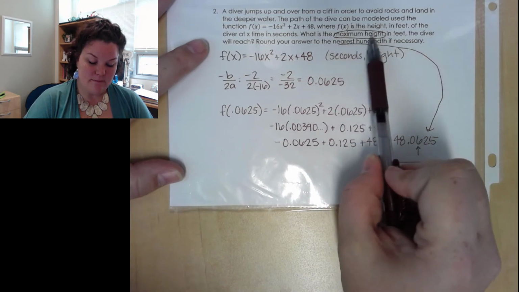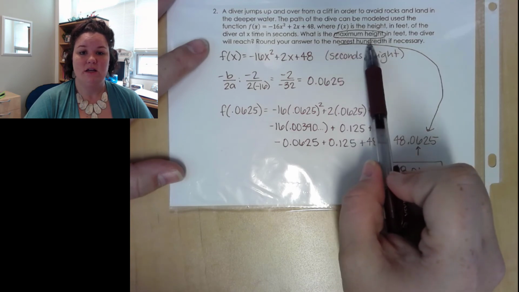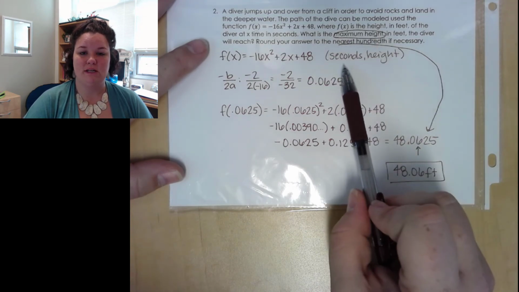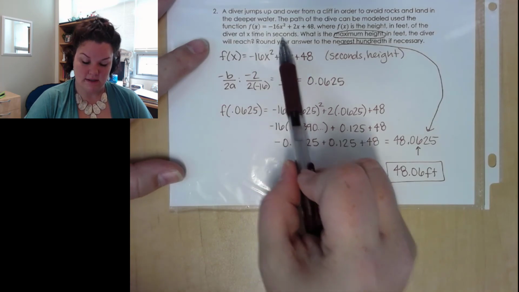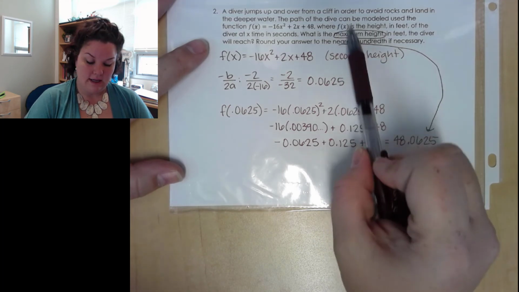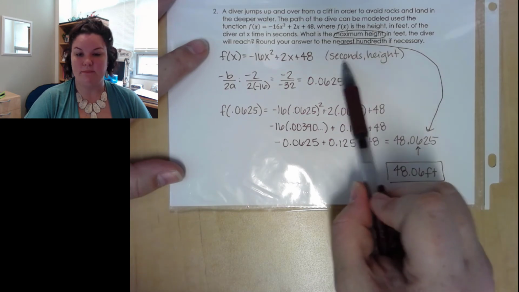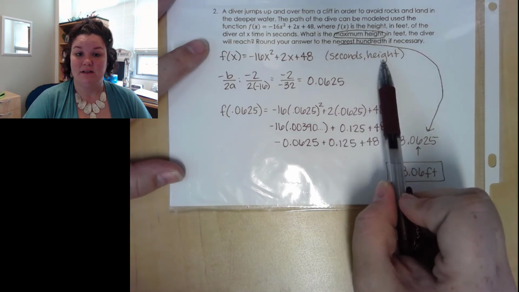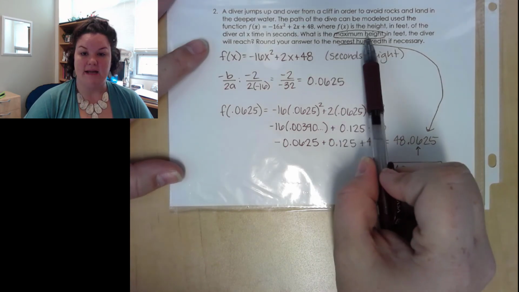So anytime I see maximum, I'm thinking vertex. 100% thinking vertex. So I need to know what this function represents. Well, it tells us that x is our time in seconds. So I'm going to put seconds, or you can write time here, okay? And whatever we're getting out when we plug in seconds is our f of x, our height, right? So we're plugging in time or seconds to get out height. So then it asks us, what is the maximum height?